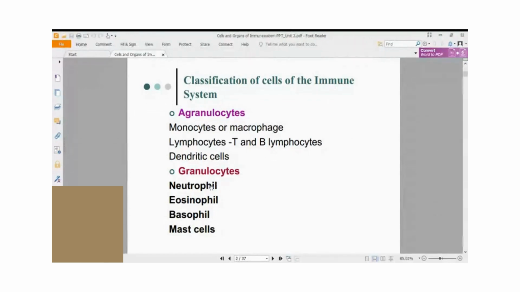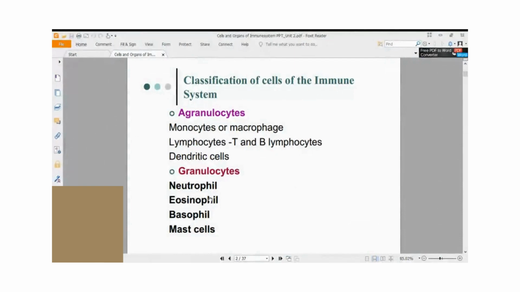The granulocytes are neutrophils, eosinophil, basophil, and mast cell. I have not included NK cell here because it doesn't come in the WBC count and it is not abundant in a normal person. So we will not be considering that here, but it doesn't mean that it doesn't exist. It is there, but in the background, and we will talk about that when we talk about the effector response of the immune cells.